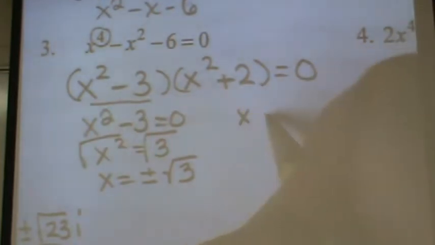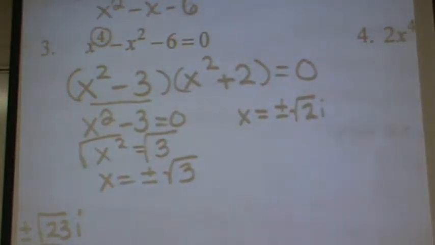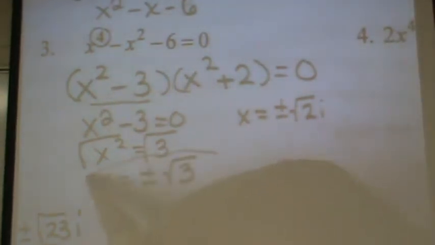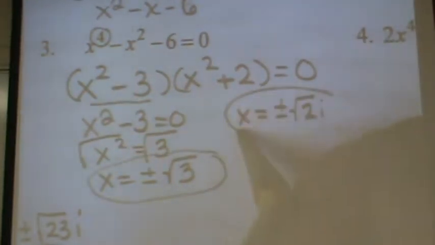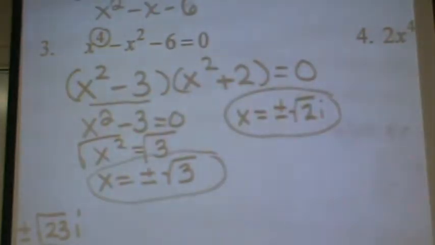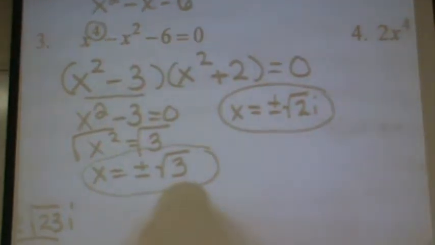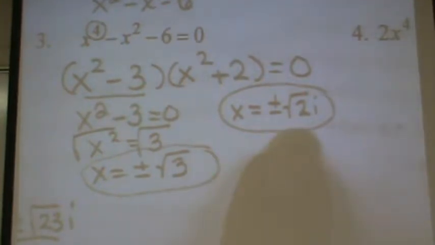What are these two answers here? Plus or minus i. And you can do that in your head, right? So check yourself. Do you have 4 answers? I sure do. 2 of them are real. These are just irrational. And these are imaginary. But we have 4 solutions.